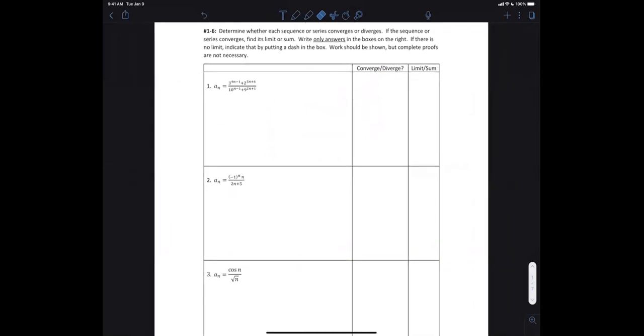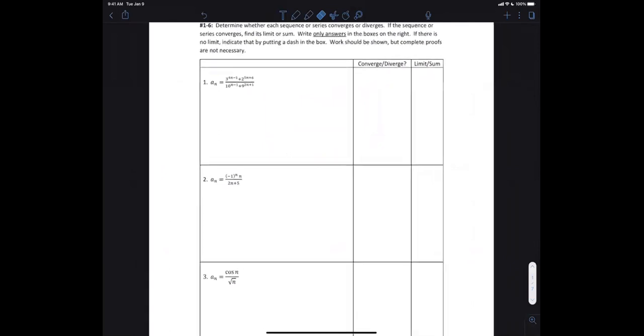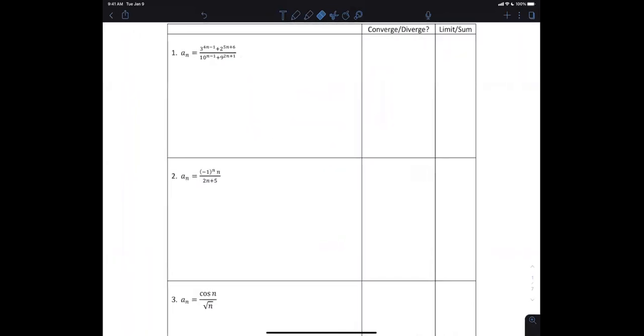Determine whether each sequence or series converges or diverges. If the sequence or series converges, find its limit or sum. Write down the answers. Okay. So number one is a sequence problem where we're just trying to figure out whether it converges or diverges. And remember, we're not talking about a series here, so we're just doing the sequence. So we're going to pick out the biggest thing on top, biggest thing on bottom.